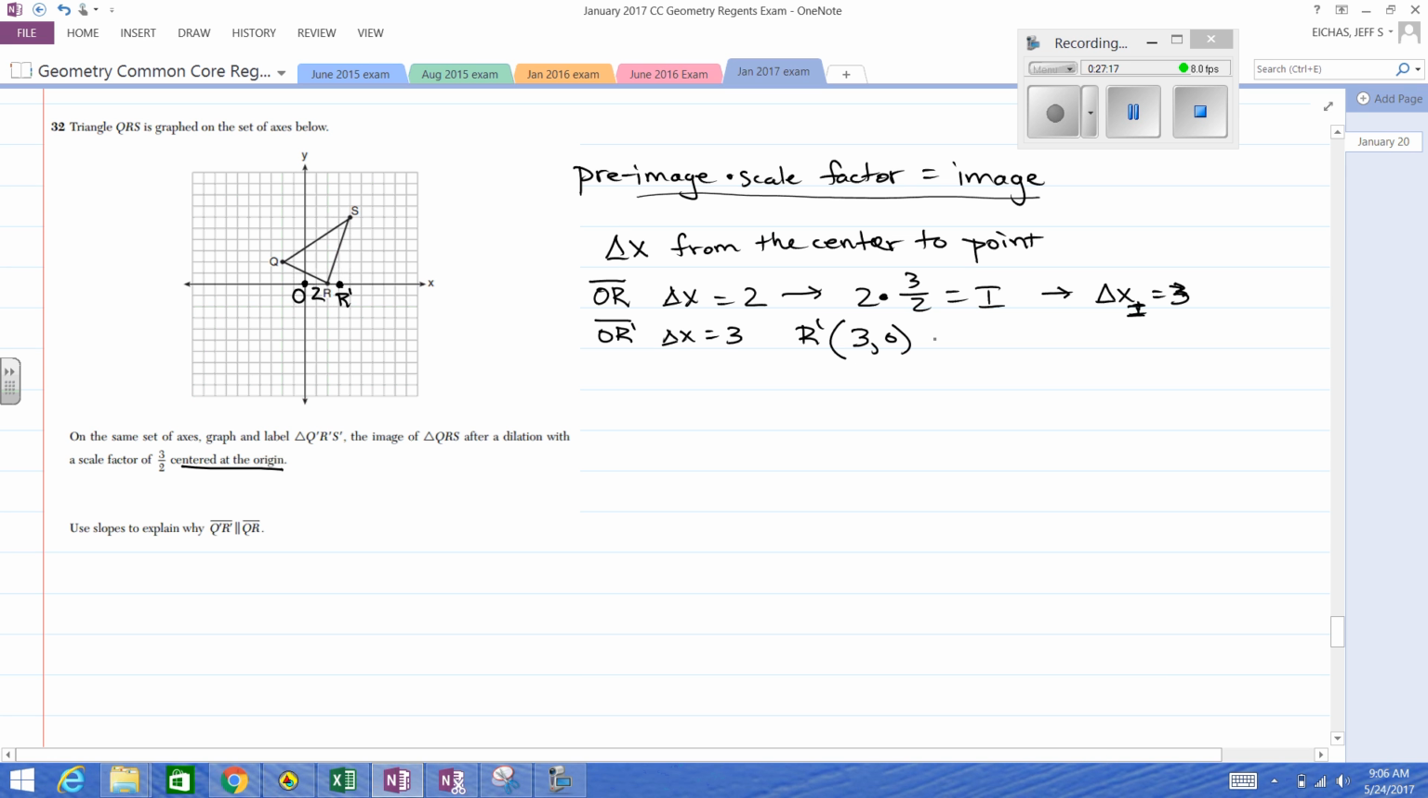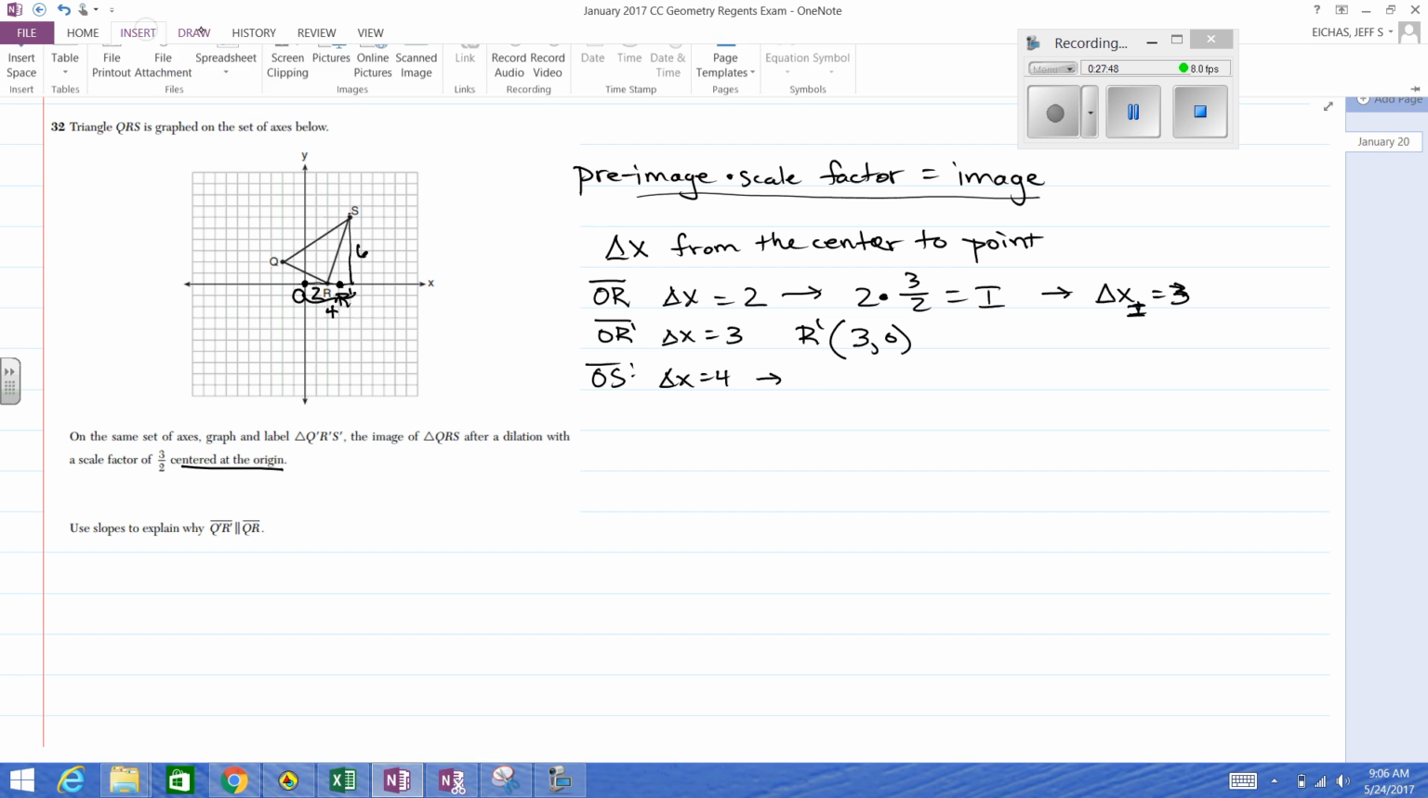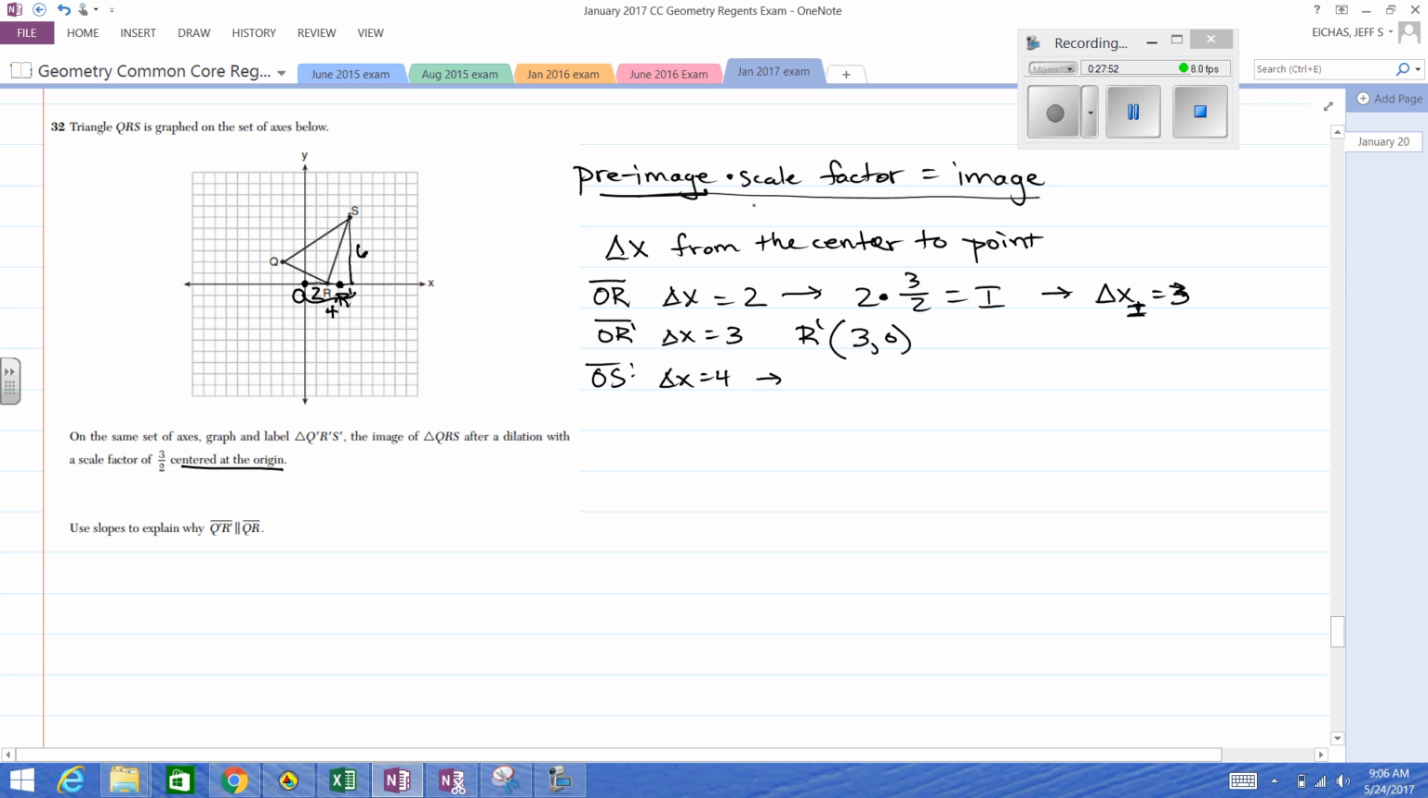So I'm going to go through this process. Let's take a look at S. Okay, so here we have S is 4 in the x direction, 6. I know it's messy, but to go from O to S, you need a change of x is 4. We're going to have to find the image's change in x. So it's 2, sorry, wrong number. It's 4 is your pre-image. Your scale factor is 3 halves. So 12 divided by 2 is 6 is the image. Okay? So we're going to say the change in x for the image is going to be 6.